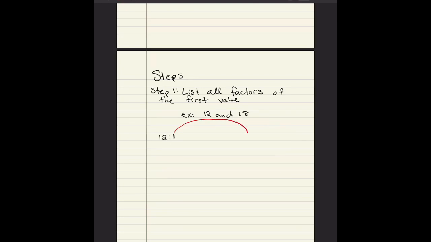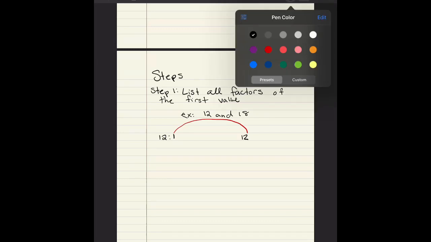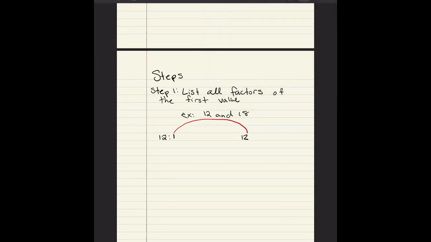All the way over here, I'm going to write 12. The last number is always going to be the number itself, because when you multiply anything by 1, it's itself, right? So it's going to be at the end, and 1 is where we begin. So our first one is connected to our last one.